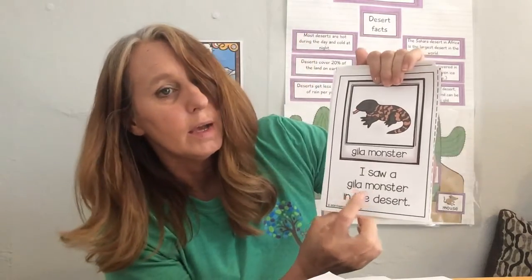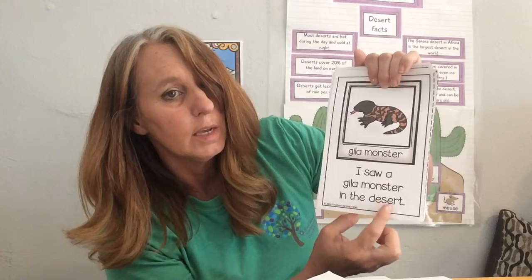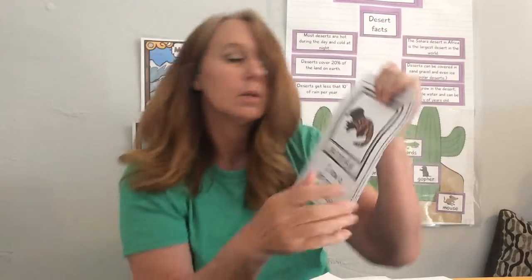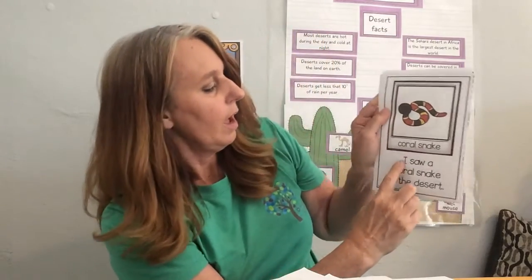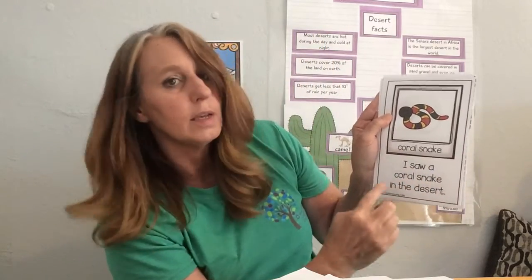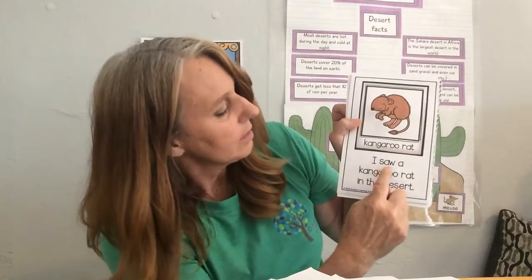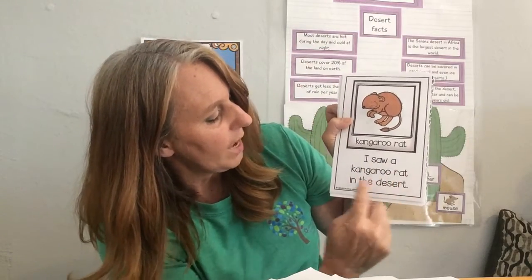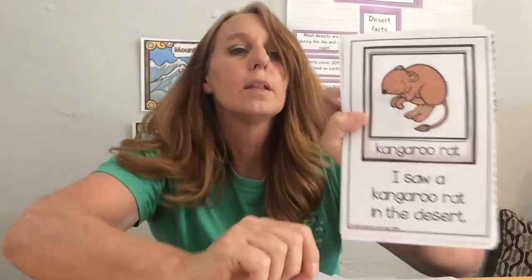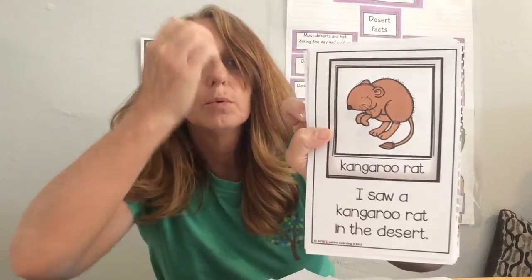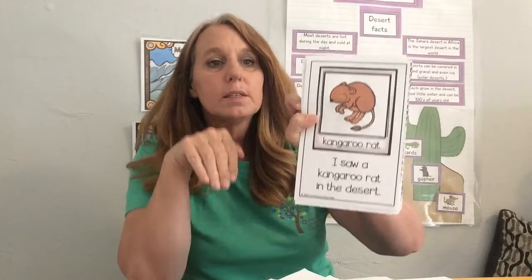I saw a Gila monster in the desert. Look at the Gila monster. I saw a coral snake in the desert. See the coral snake? I saw a kangaroo rat in the desert. Look at that little rat. Why do you think they call him the kangaroo rat? Do you think because he stands kind of like a kangaroo? I bet that's why.